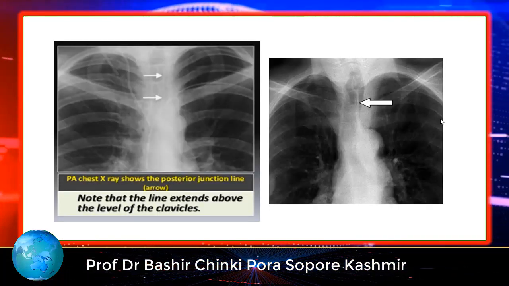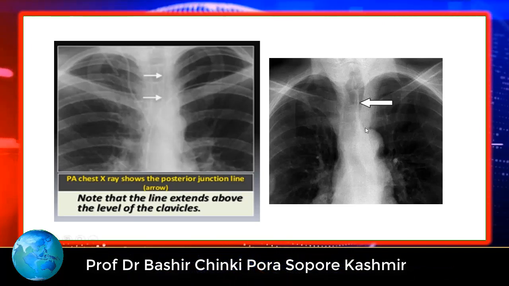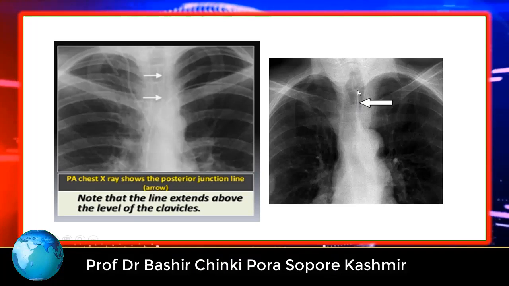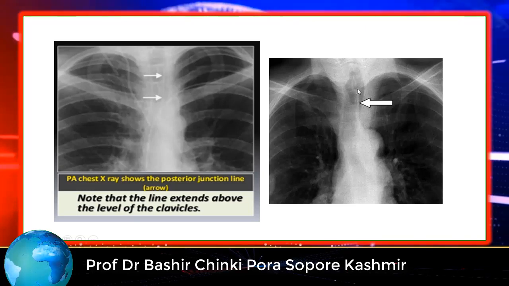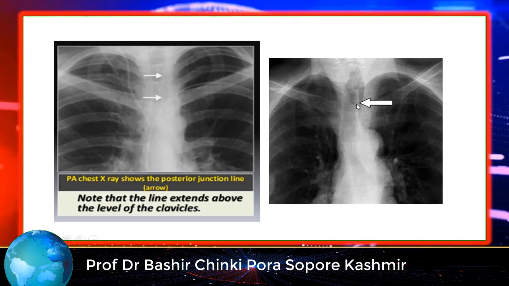Now in this picture also, you can see here the posterior junctional line, which is a linear opacity, which extends above the clavicles, and you know how it is formed.